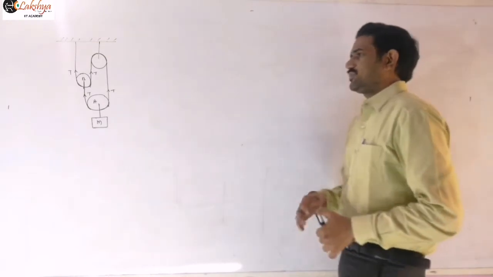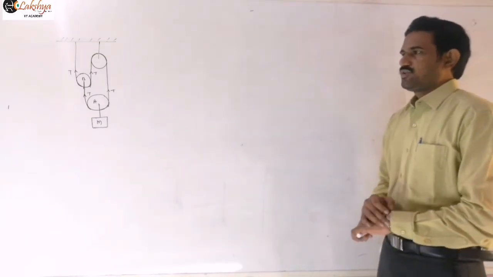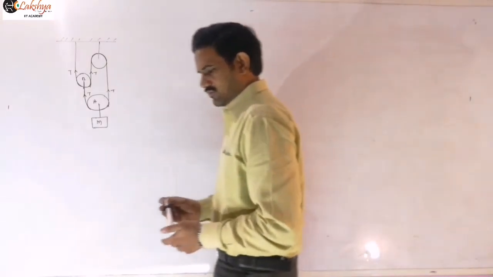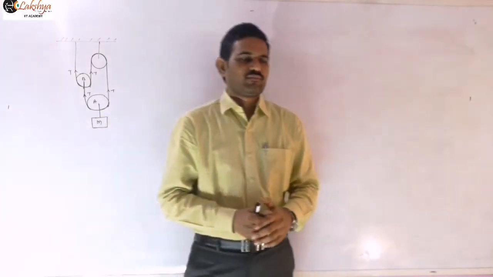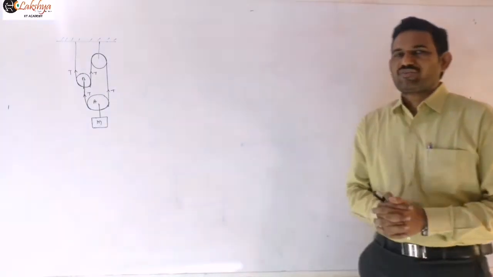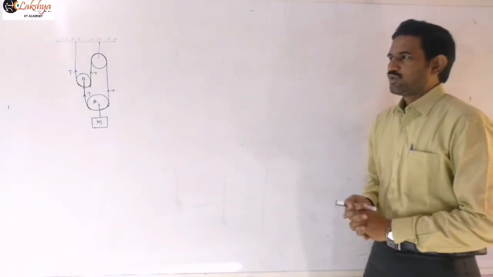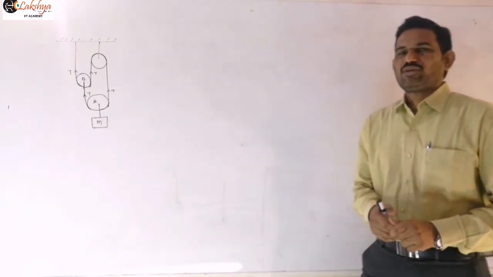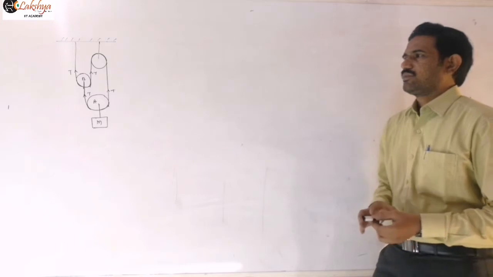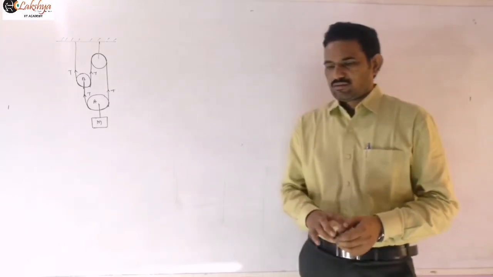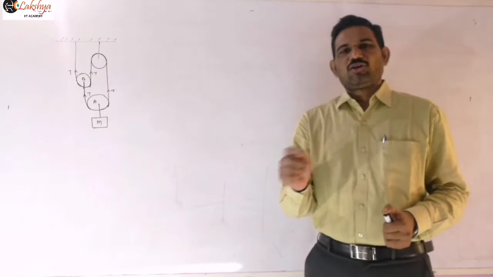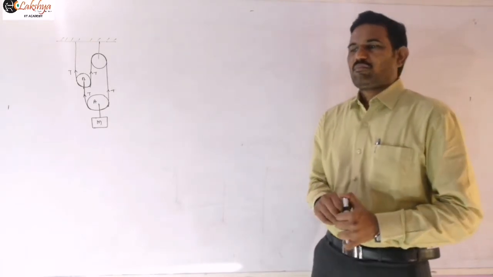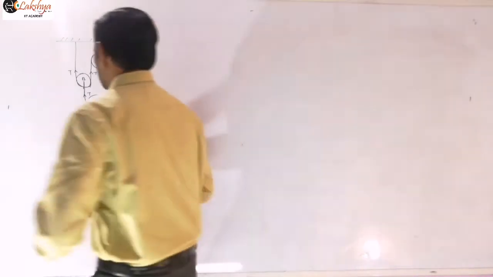In the system shown in the figure, find the acceleration of the block, and also find the acceleration of the pulleys A and B. Mention that all the pulleys are massless.